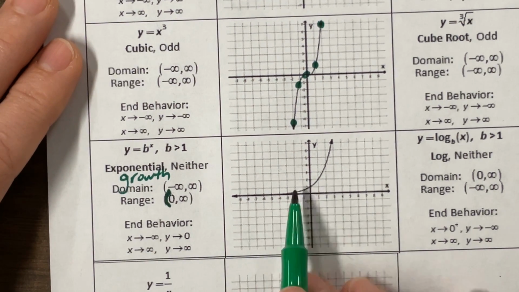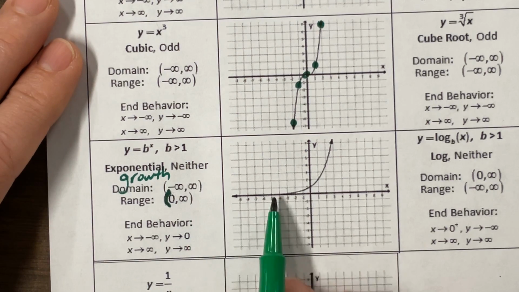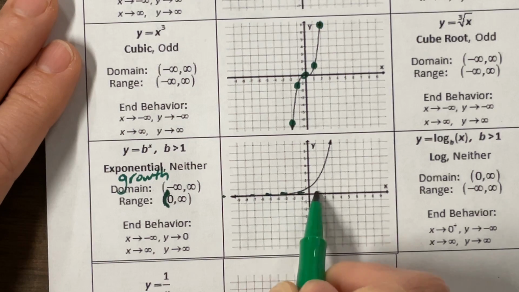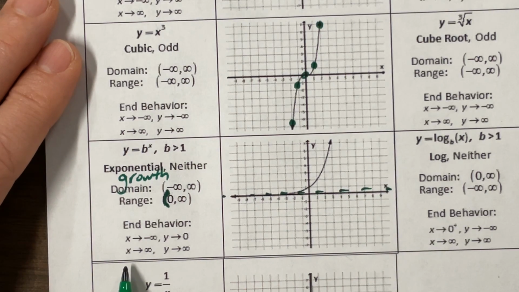Okay, so as x goes to negative infinity this way, it gets closer and closer. This, by the way, is the asymptote. We have an asymptote at y equals 0. As x goes to infinity, y goes to infinity.